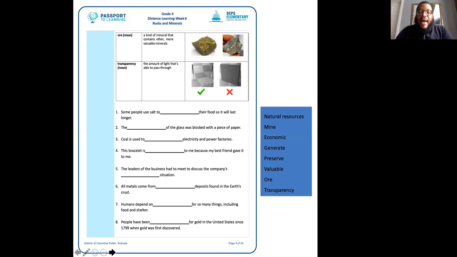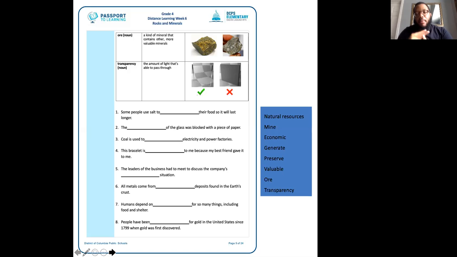All right, our last two vocabulary words. The first one is ore. Can you guys say that? Ore, not like this or that. No, this ore is a noun. It's a thing. It's a kind of mineral that contains other more valuable minerals. So an ore, once again, is a kind of mineral that contains other more valuable minerals, right?